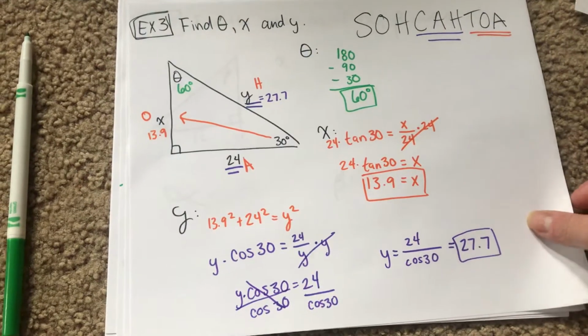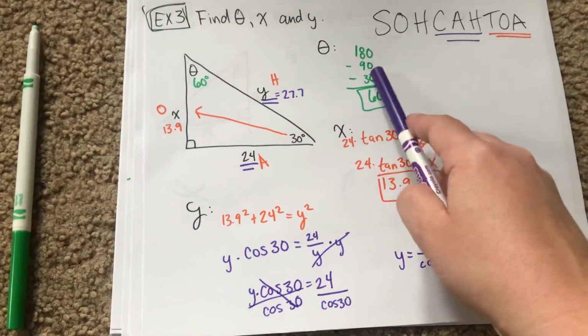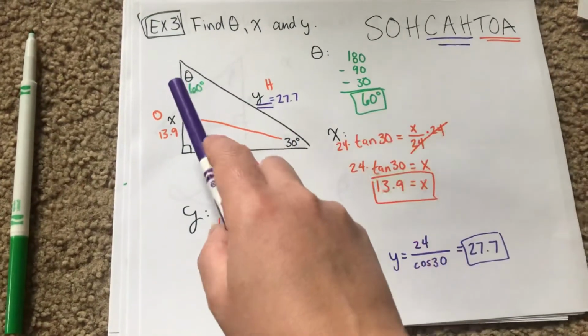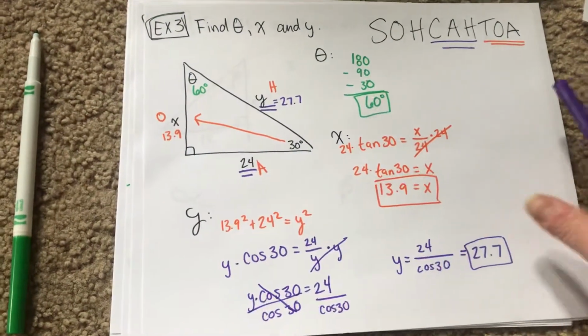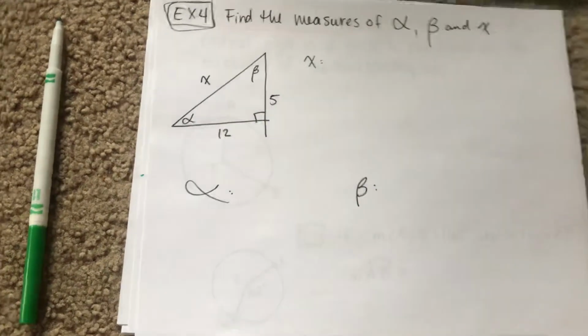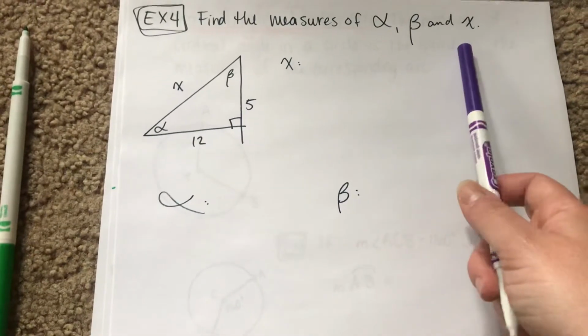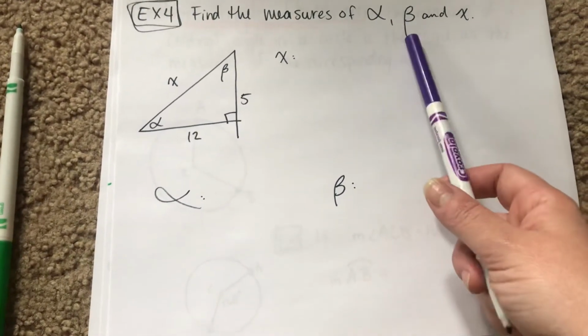Let's look at one more example, because in this case we were able to always do 180, subtract our 90-degree angle, subtract, and basically figure out our third angle just using the fact that all triangles add up to 180 degrees. But what if we're missing 2 angles? So for this one, now we're trying to find the measures of alpha, beta, and x. Alpha and beta just stand for the 2 missing angles.